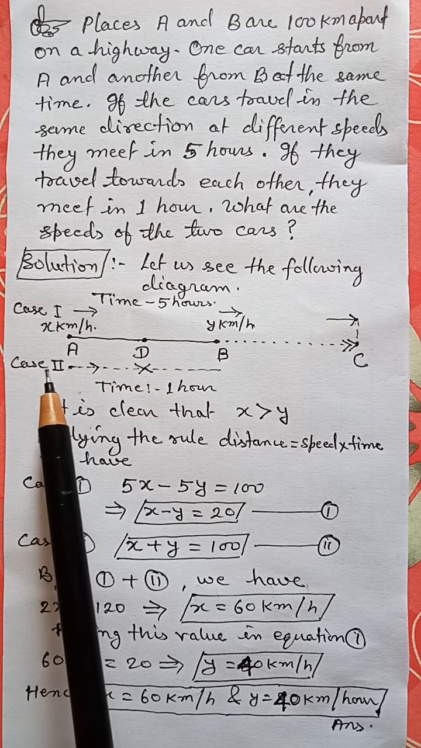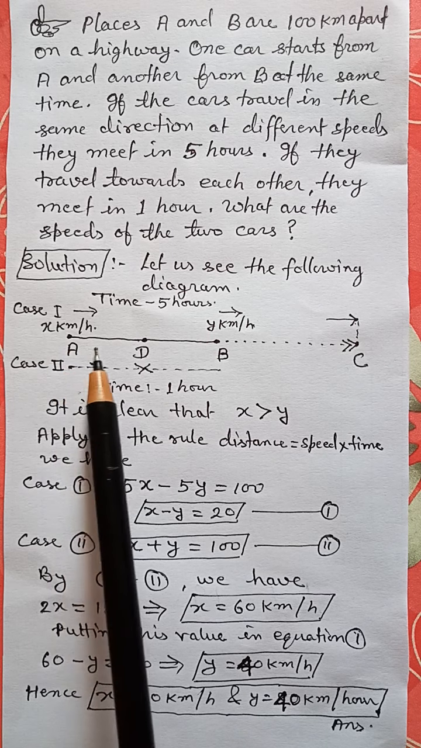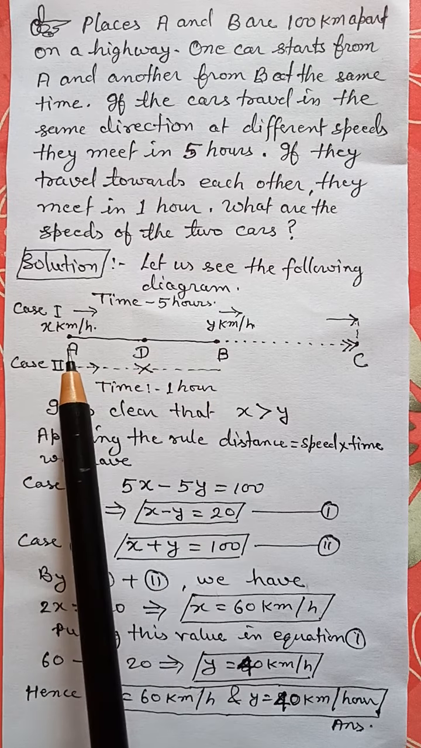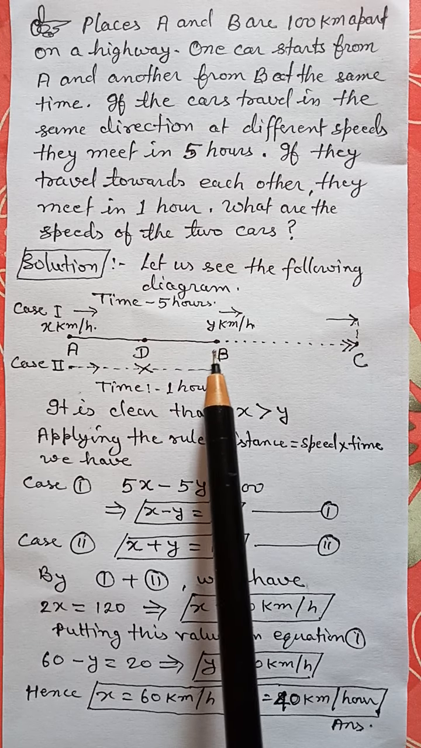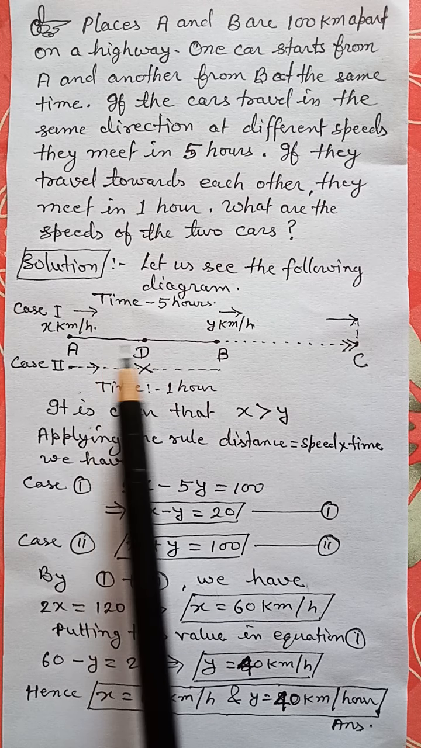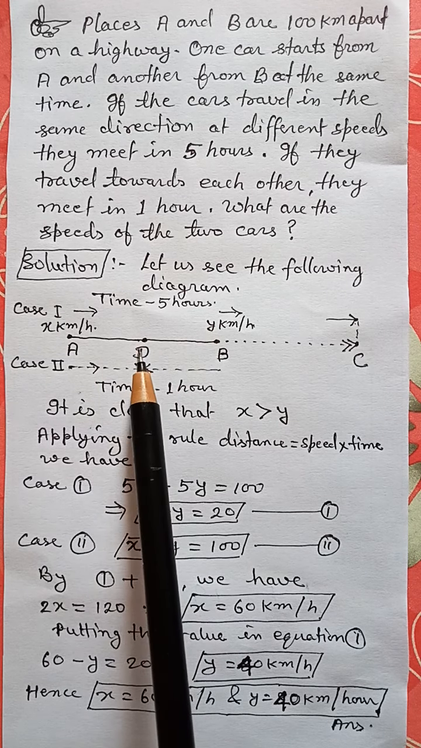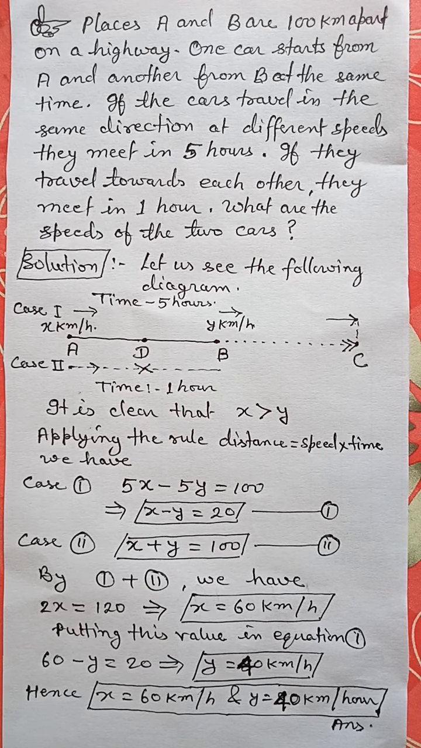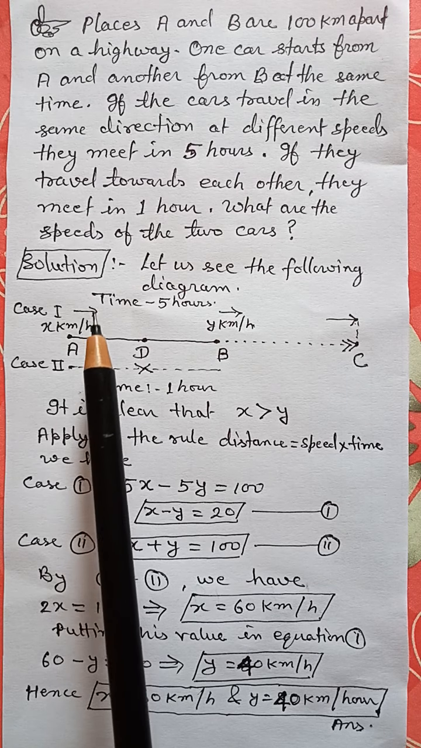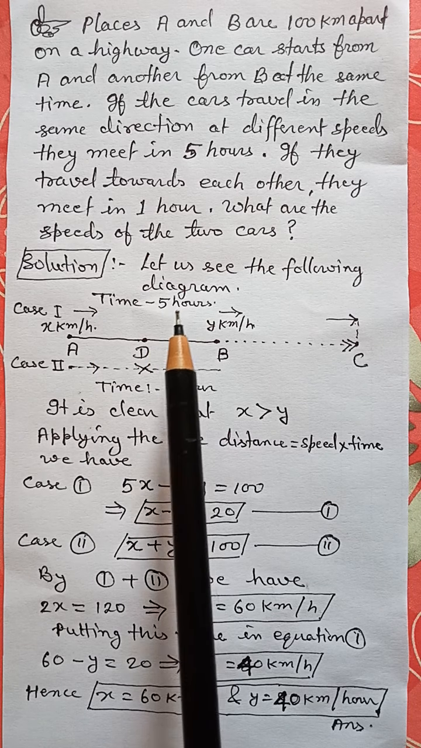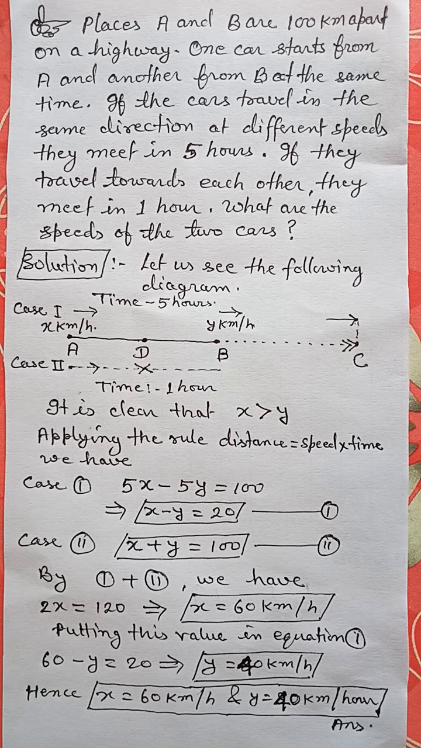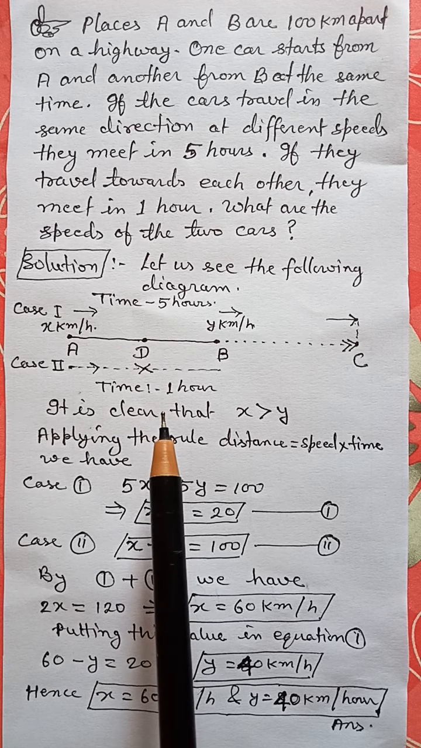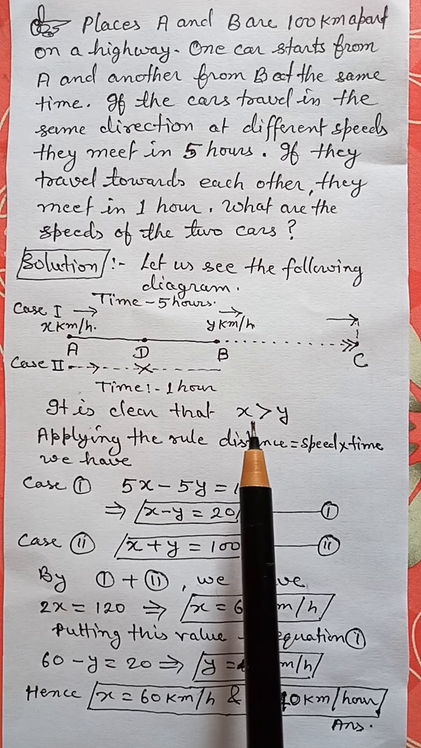Now in the second case, the car at A goes towards B and the car at B goes towards A. And in this way they meet at D. Now, the time taken for the first case is 5 hours and the time taken for the second case is 1 hour. Now it is clear that x is greater than y.